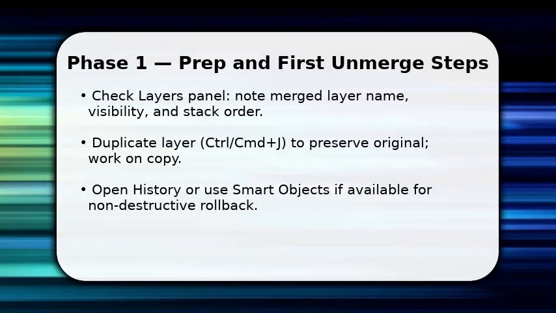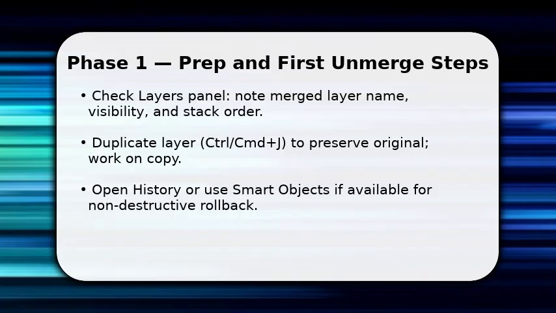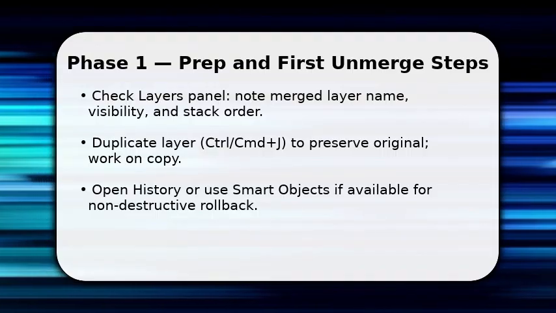Open Photoshop and inspect the Layers panel immediately. You need to know which elements are merged and which are lost as separate layers. You should duplicate the merged layer with Ctrl or CMD+J so you keep an intact original, because once you alter pixels, recovery is harder. If the file used smart objects or history states, convert the merged layer into a smart object now. This preserves embedded data.